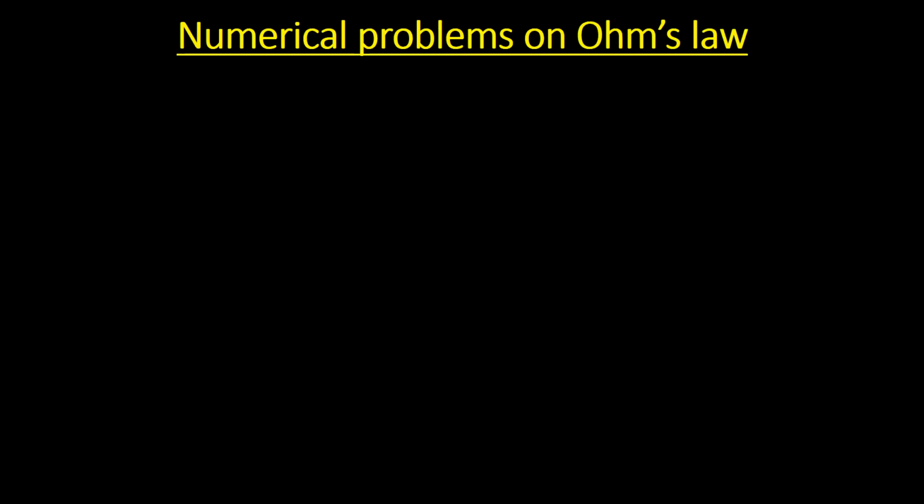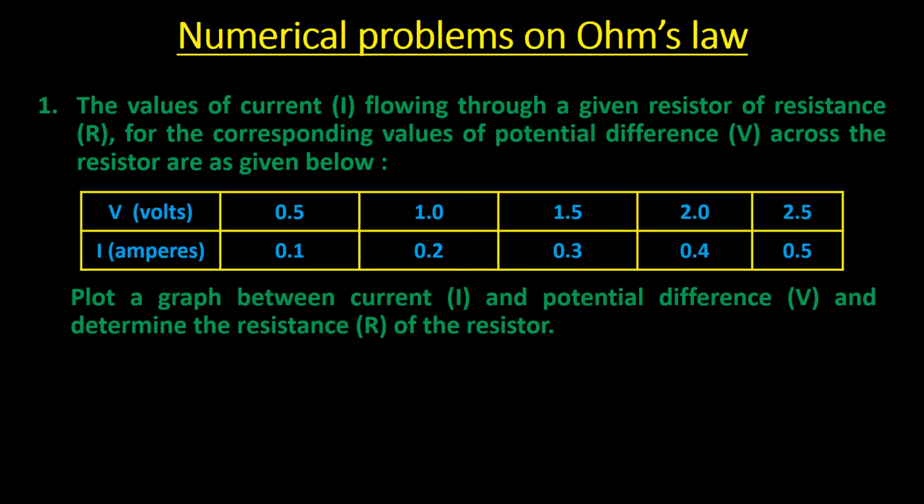Now let us find the value of resistance from the graph. The question is: the value of current flowing through a given resistor of resistance for the corresponding value of potential difference across the resistor are given below. So here in the first row, the value of potential difference is given, starting from 0.5, 1, 1.5, 2, 2.5.